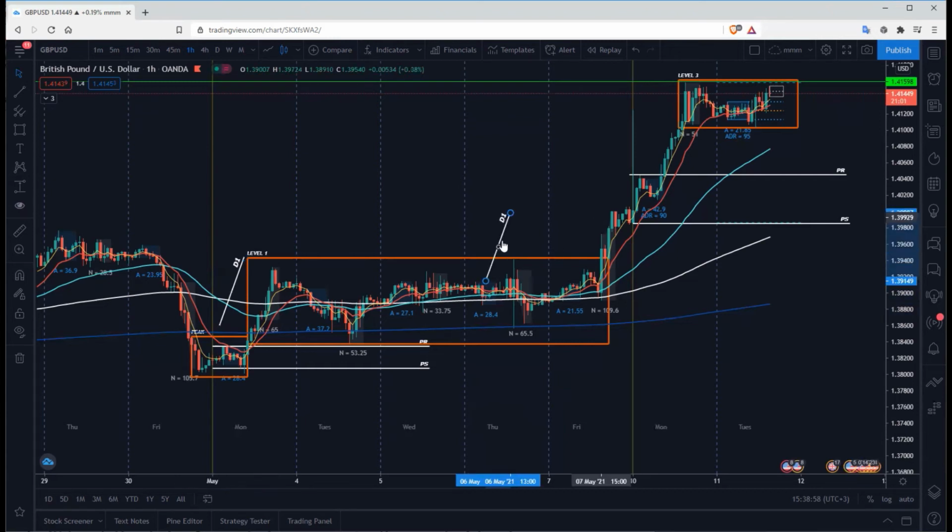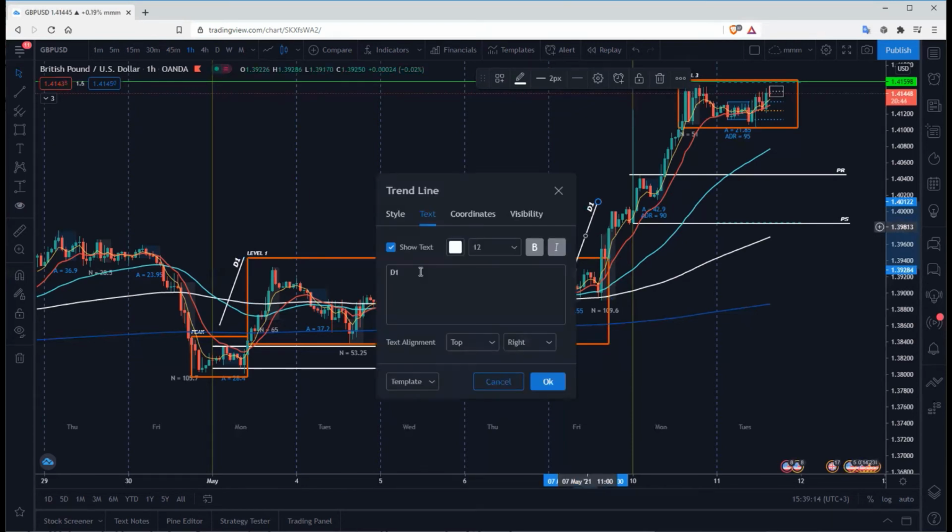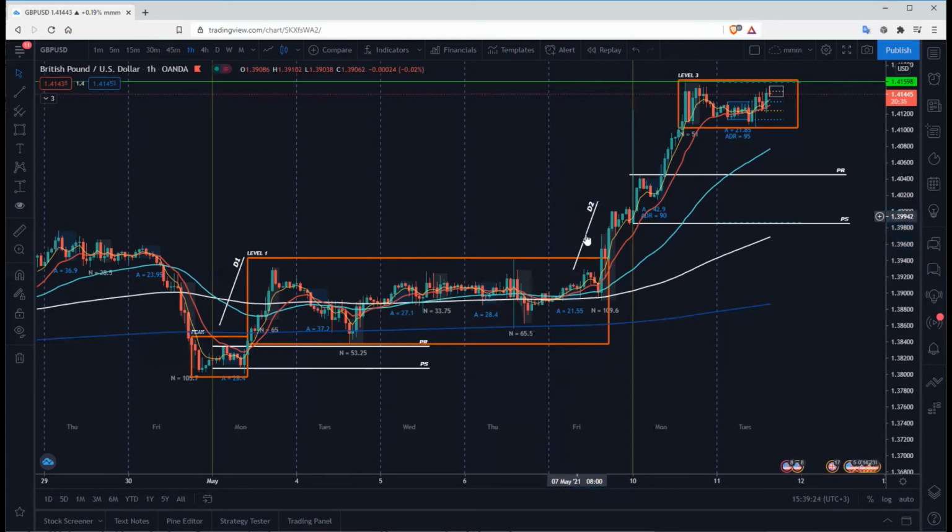So now look at what we have here. This was actually day two rise. So this was accumulation. If you focus on this accumulation, you'll see that they were forming lower highs and also higher lows. Now let's change this as well to a certain value, say day two. All right, so this is day two, and then this is day three.